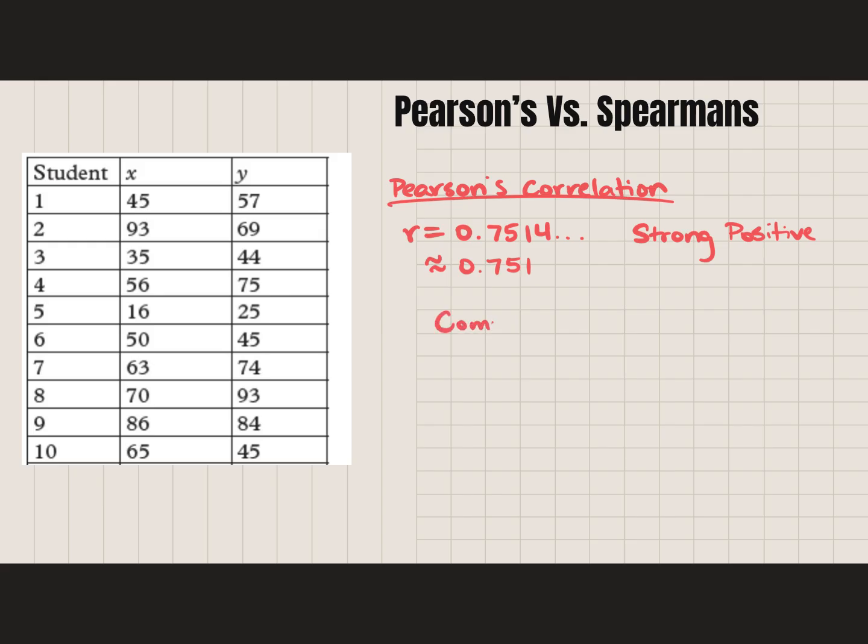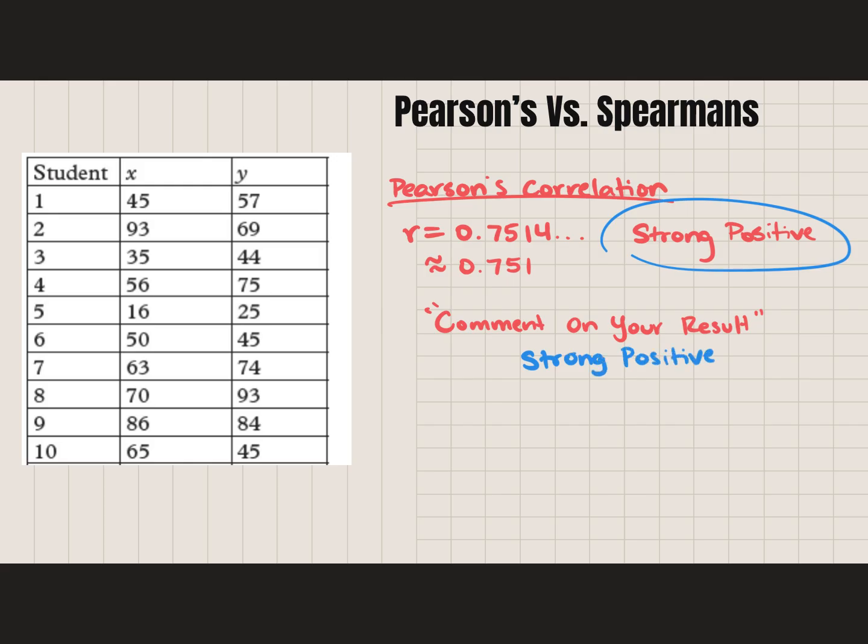something like "comment on your result" as the next step to this IB exam question. And really all they're asking for is for you to describe the correlation as strong positive, maybe linear depending on if they ask for it. But in this case, this is almost always typically 2 points, and it's just strong positive would be my answer here on the IB exam. 1 point for each word there.